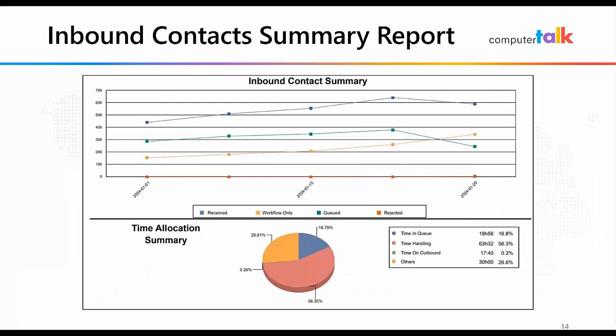The inbound contact summary report also has an action chart. So here you can enable this, where you can see how many contacts you got per week. So since this report was set weekly from January 1st to February 6th, you can visually see here the percent of time that your contact spent in queue being handled on outbound, and other.